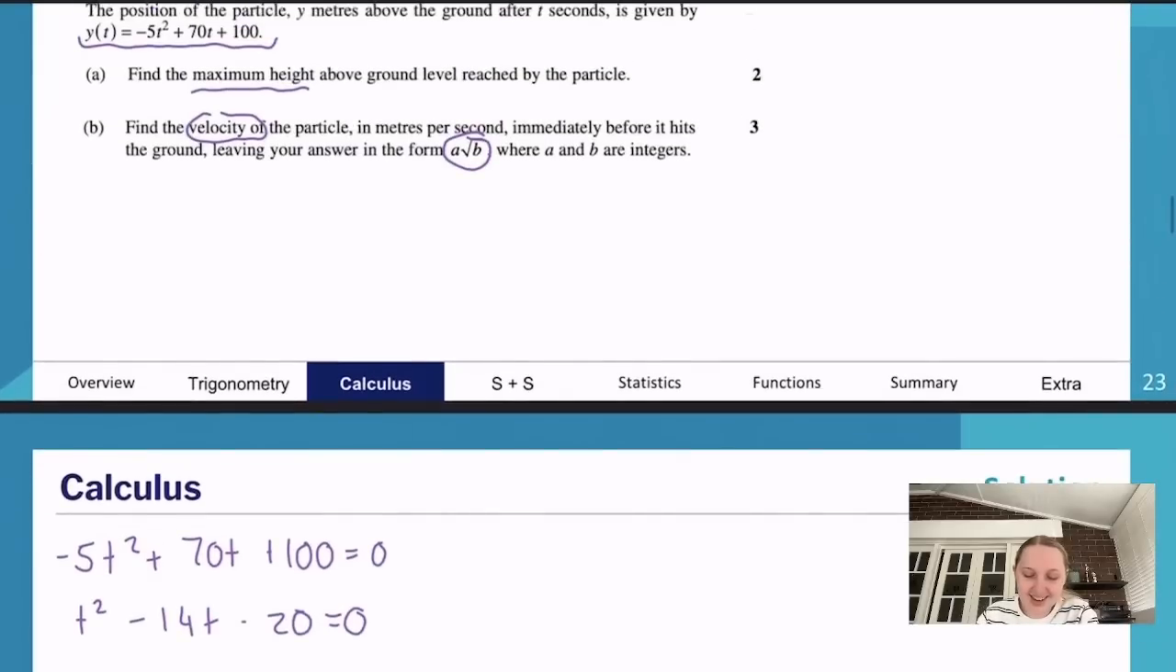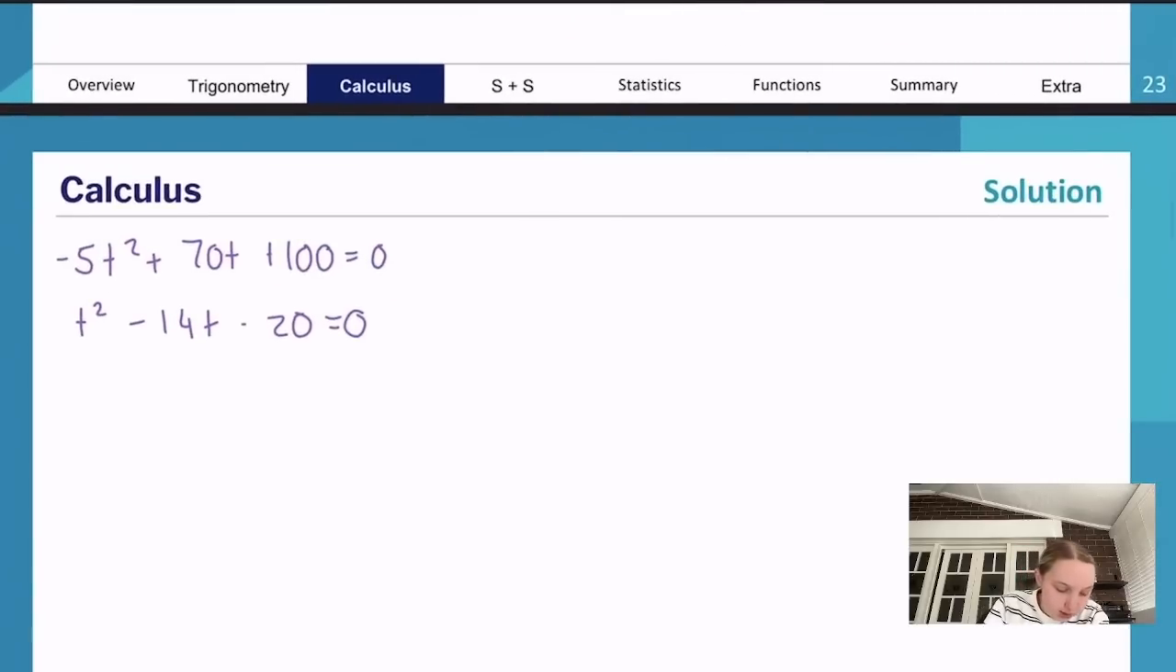So with this, the key indicator here that we're going to be using the quadratic formula is that they've given us this with a square root. And what way of solving a quadratic is going to give us a square root? The quadratic formula.